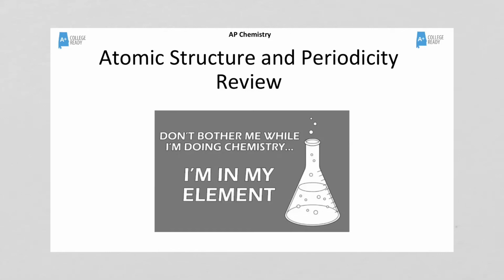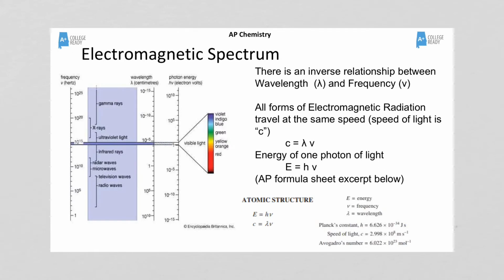Okay, this is a review of atomic structure and periodicity. There's a lot on this slide, but I just wanted to remind you of the inverse relationship between wavelength and frequency, and that all forms of electromagnetic radiation, so everything mentioned over here on this side, do travel at the same speed, and we call that c, the speed of light.